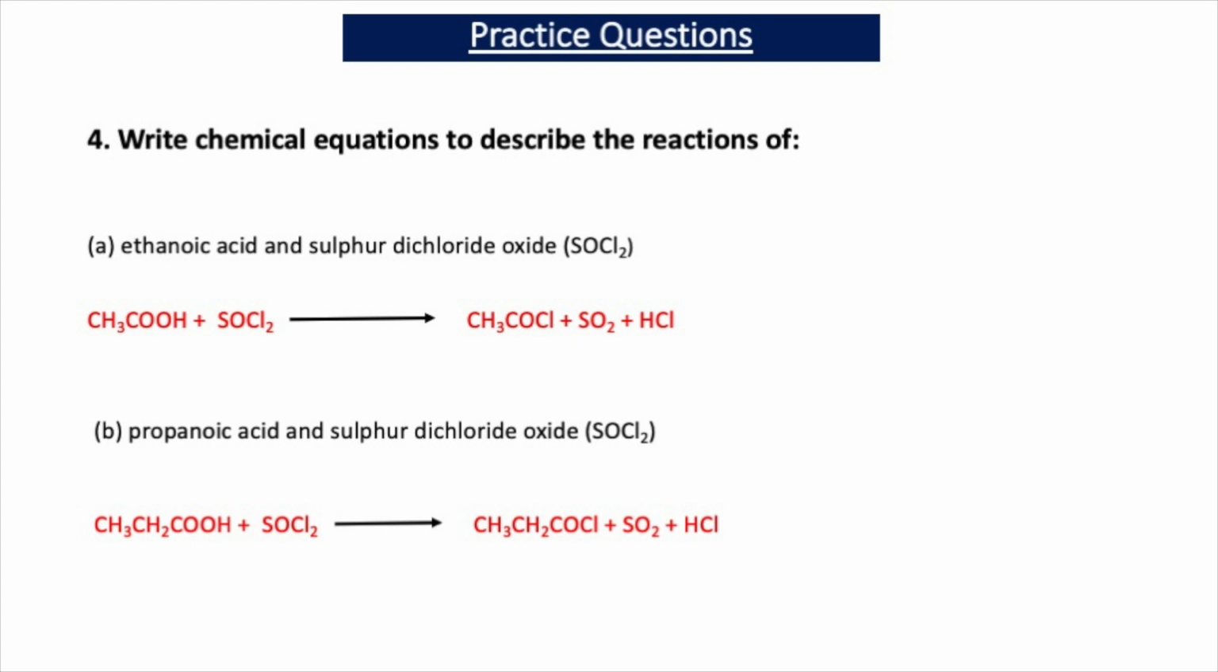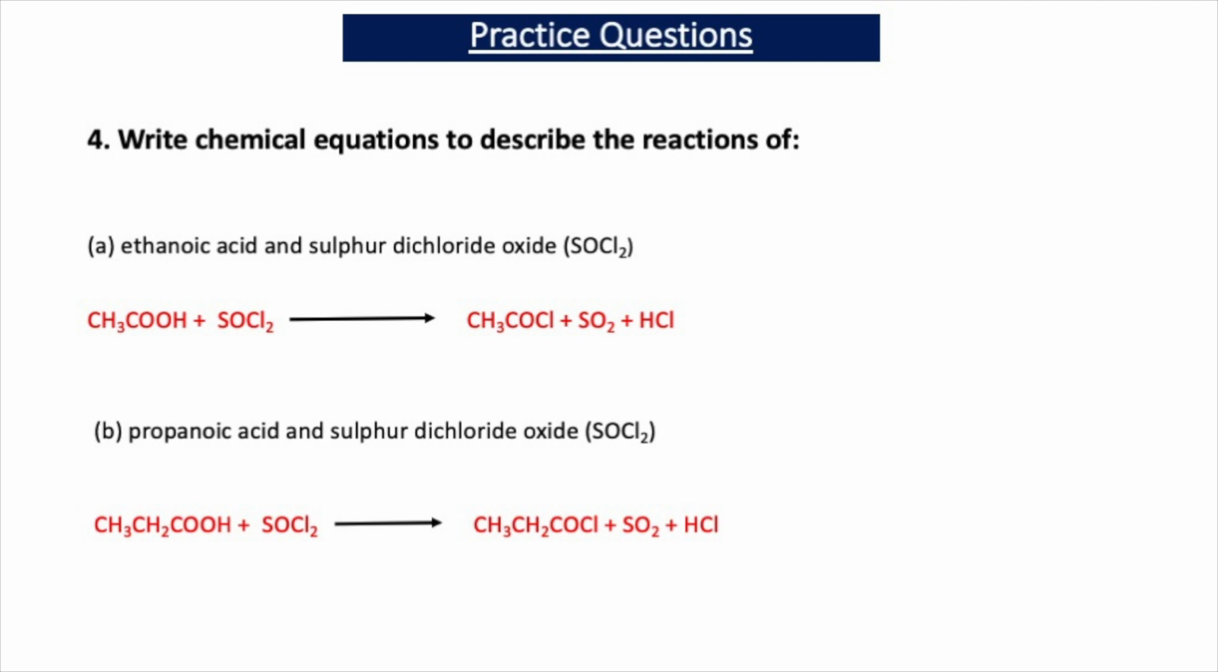So for question 4, you're asked to write chemical equations to describe the reactions of ethanoic acid and sulfur dichloride oxide and propanoic acid and sulfur dichloride oxide. So if we do ethanoic acid and sulfur dichloride oxide first, we have CH3COOH plus SOCl2, and that makes CH3COCl plus SO2 plus HCl. And once again, the OH on the carboxylic acid has been replaced by a Cl.